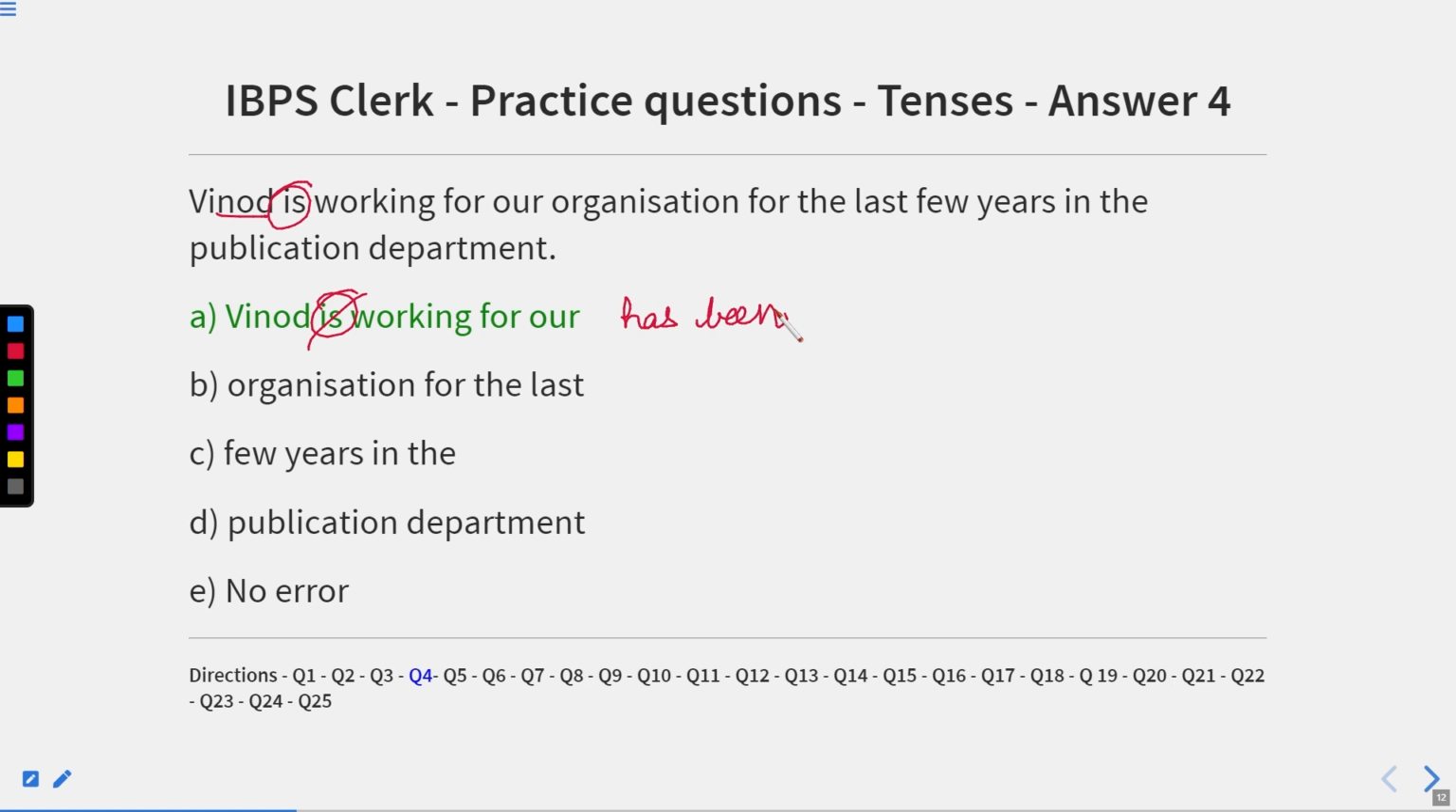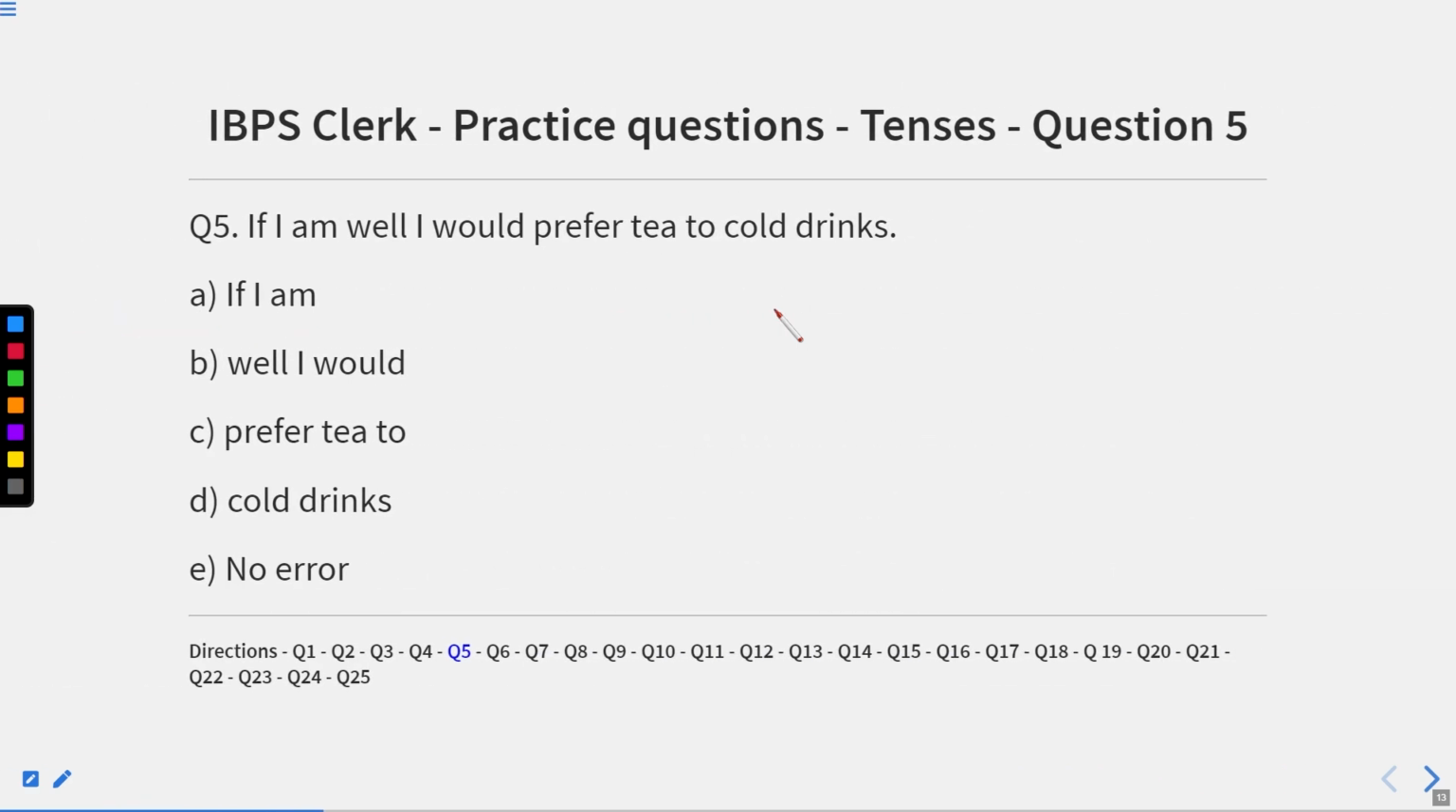Now let us move to the next one. Here the next sentence is, if I'm well, I would prefer tea to cold drinks. Now this is actually a conditional sentence, and we have already learned conditional sentences in the chapter of conditional sentences itself. There are three types of conditions where we use the word if, which is actually a subordinate conjunction.